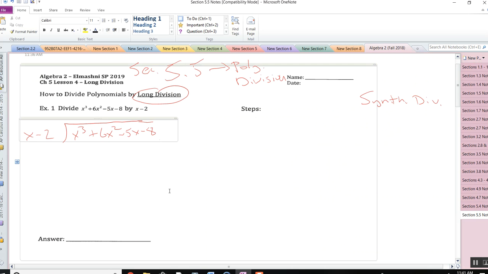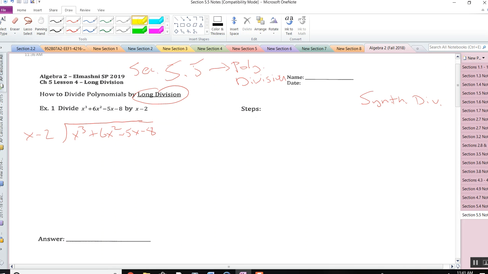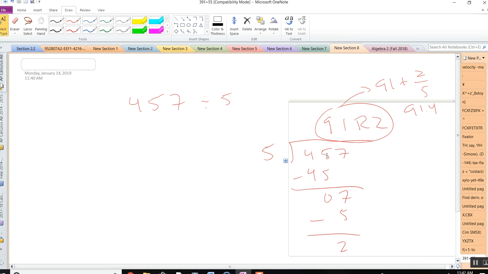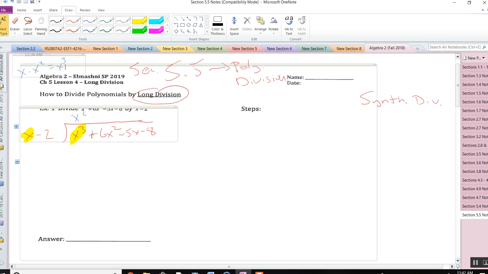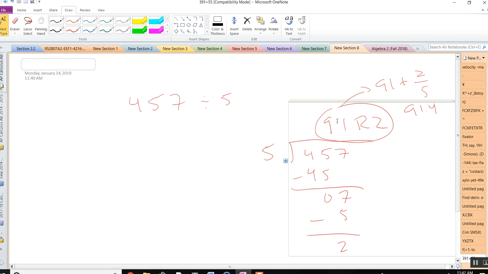So we're going to do something kind of similar here. What you're going to want to do is focus on the leading term, the x cubed term there. Your goal is to ask yourself, what do I multiply by x to get to x cubed? Hopefully you realize it's x squared. Again, x times x squared is x cubed, just like we did over here. How many times does 5 go into 45? 9 times. How many times does x go into x cubed? x squared times.